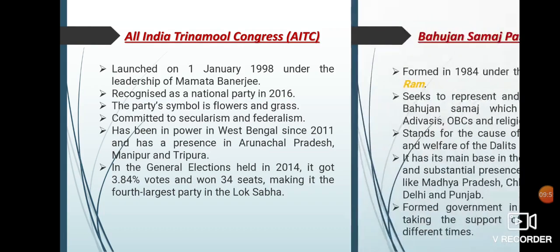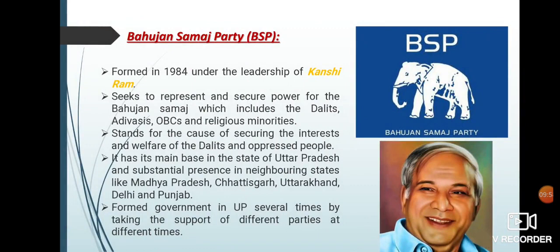The next national political party is Bahujan Samaj Party (BSP). It was formed in 1984 under the leadership of Kanshi Ram. Bahujan Samaj Party seeks to represent and secure power for the Bahujan Samaj, which includes the Dalits, Adivasis, OBCs, and religious minorities. BSP stands for the cause of securing the interest and welfare of the Dalits and oppressed people.